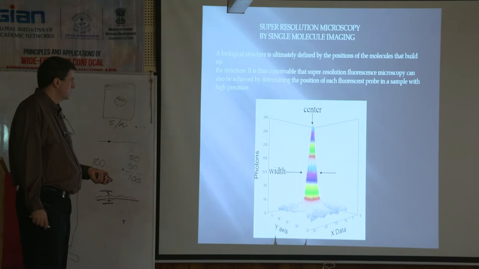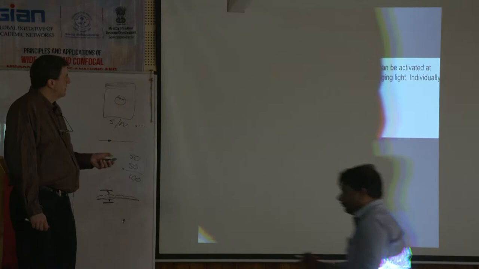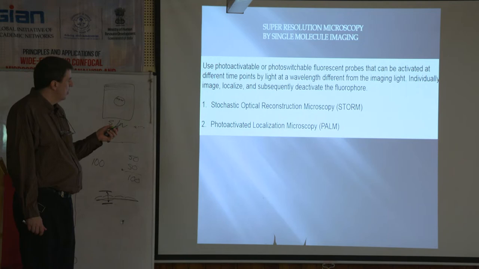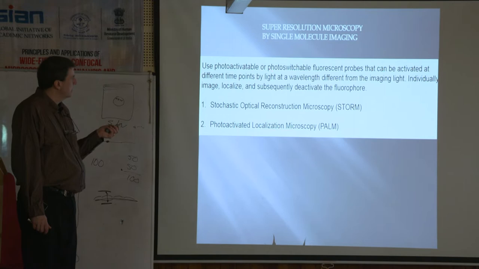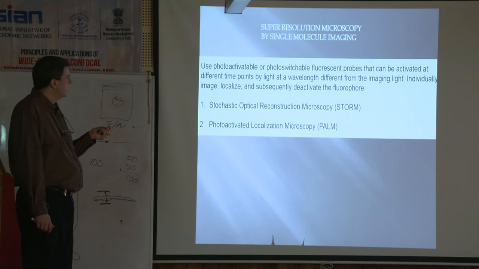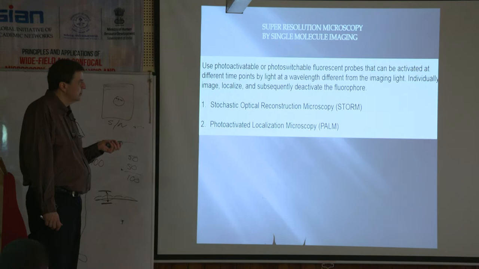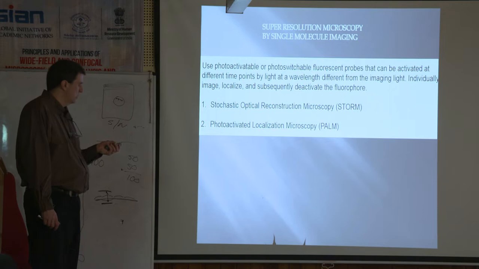Okay. So super resolution microscopy by single molecule imaging. What you're doing here is using fluorescent molecules that you're able to turn on and turn off at different time points. These two techniques that use this are called STORM and PALM. I know STORM is a Nikon. Nikon uses STORM. PALM, I can't remember off the top of my head which companies use it, but Nikon's a STORM one.